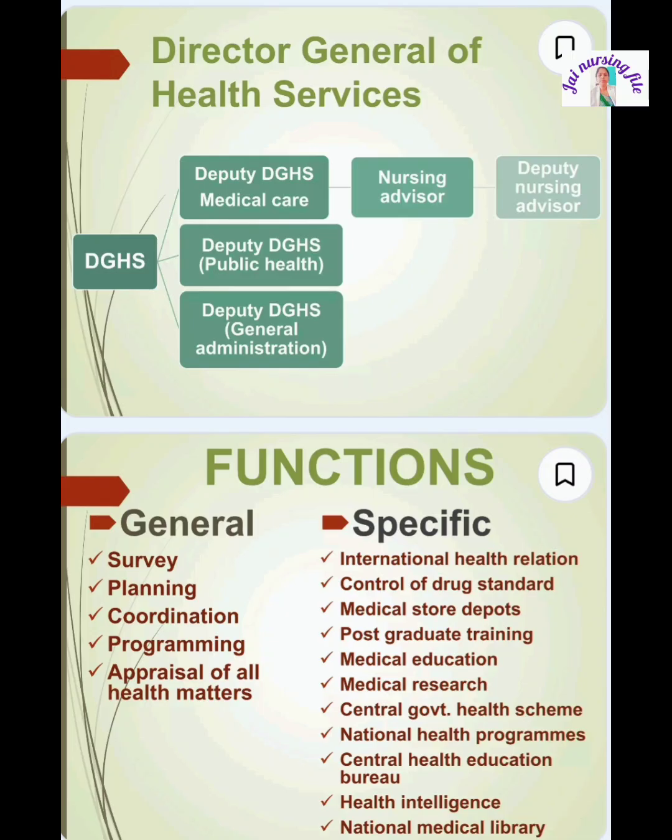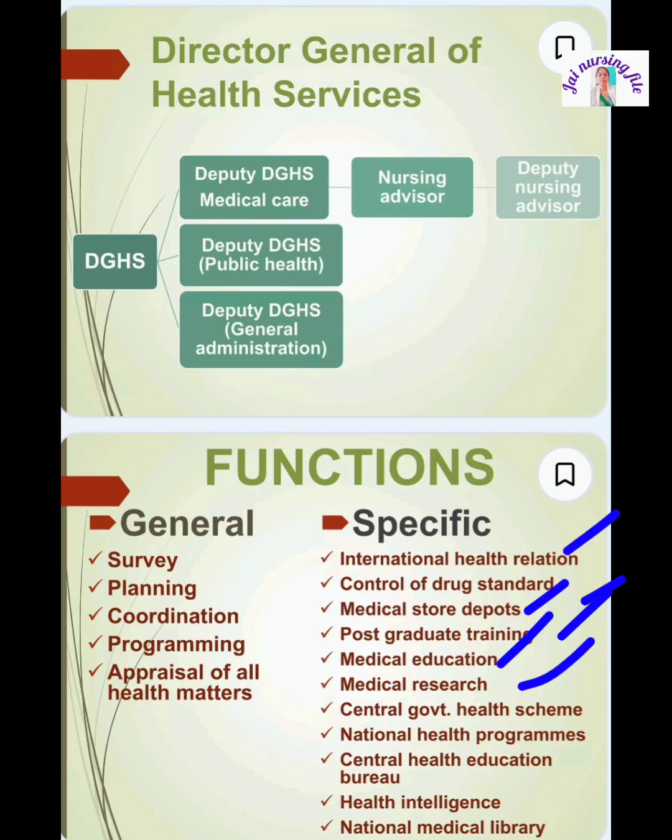And next one, Director General of Health Services, so DGHS. Under this you have Deputy DGs for Medical Care, and then Public Health, and then General Administration. So this DGHS Medical Care is divided into Nursing Advisor and then Deputy Nursing Advisor. Okay, next move on to the functions. What are the main functions? General: survey, planning, coordination, programming, appraisal of all the health matters.